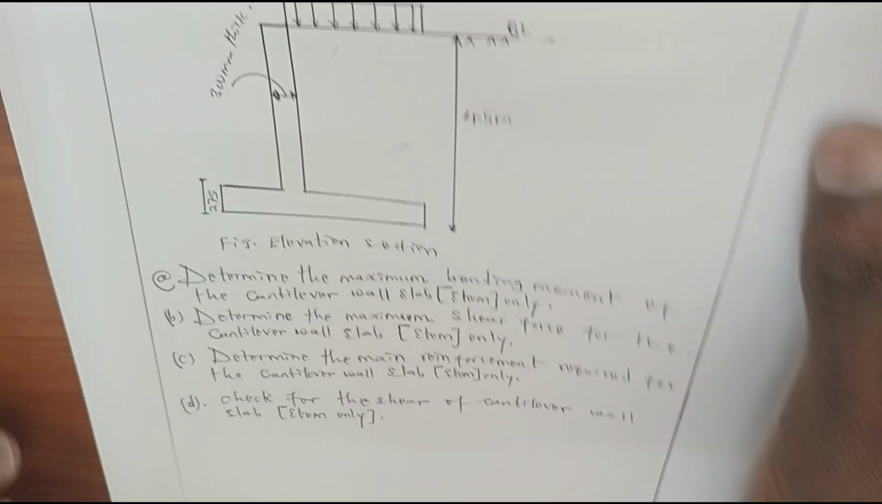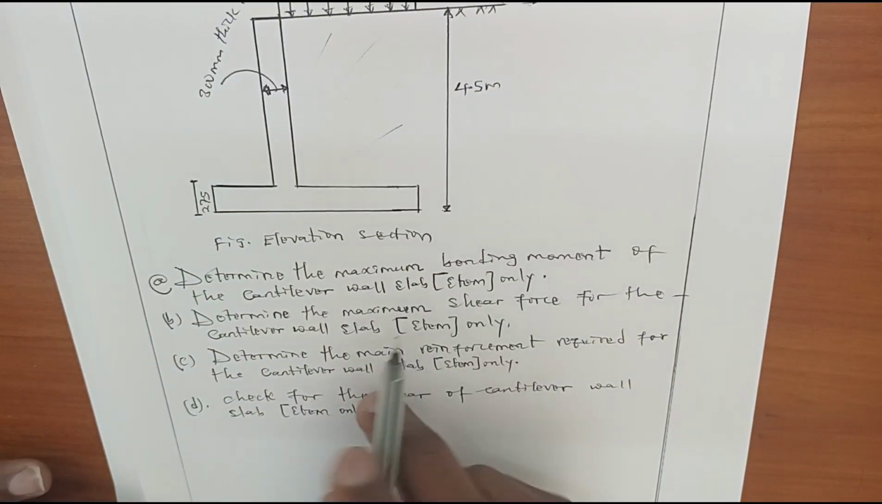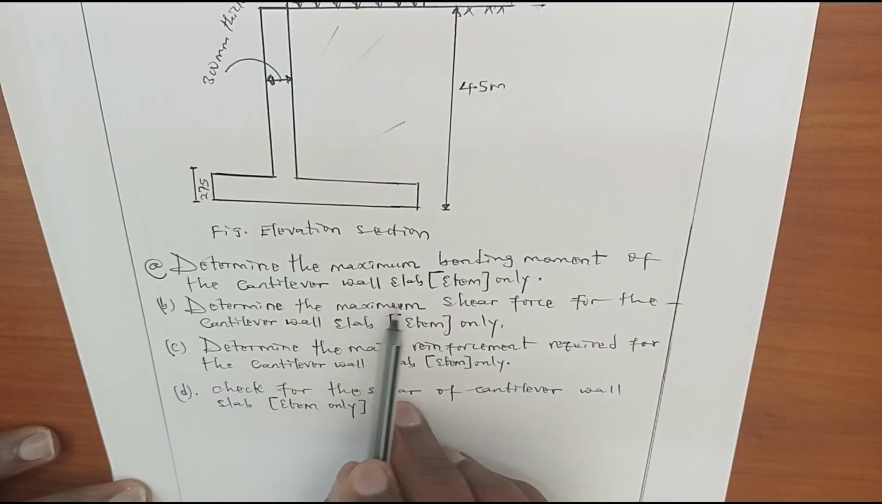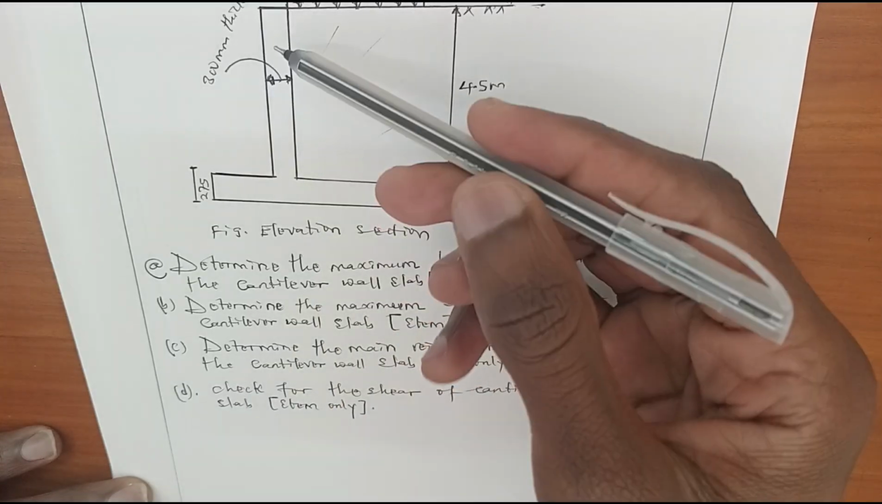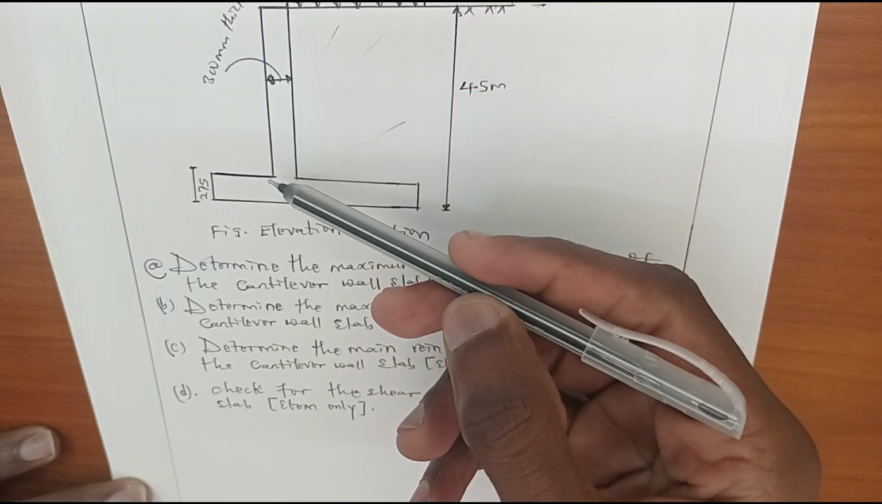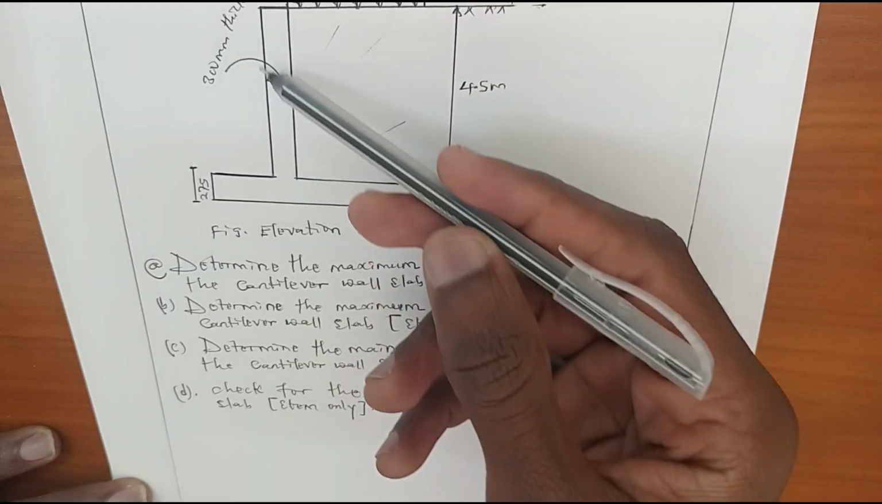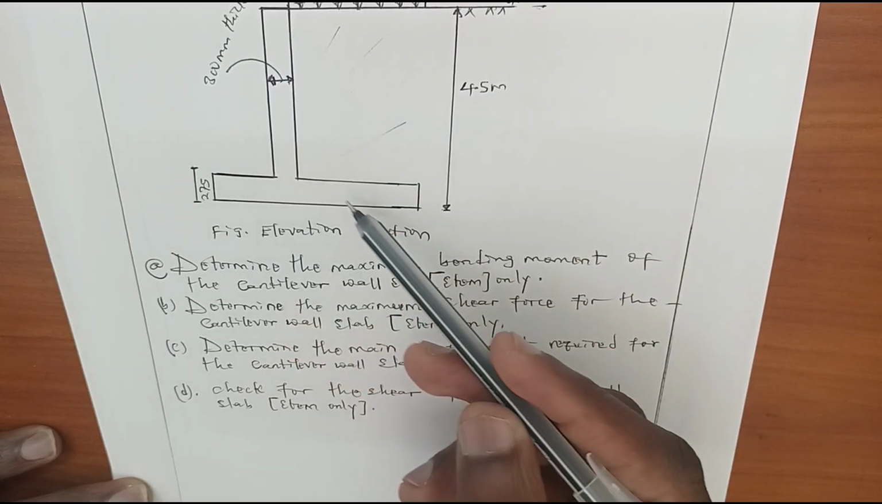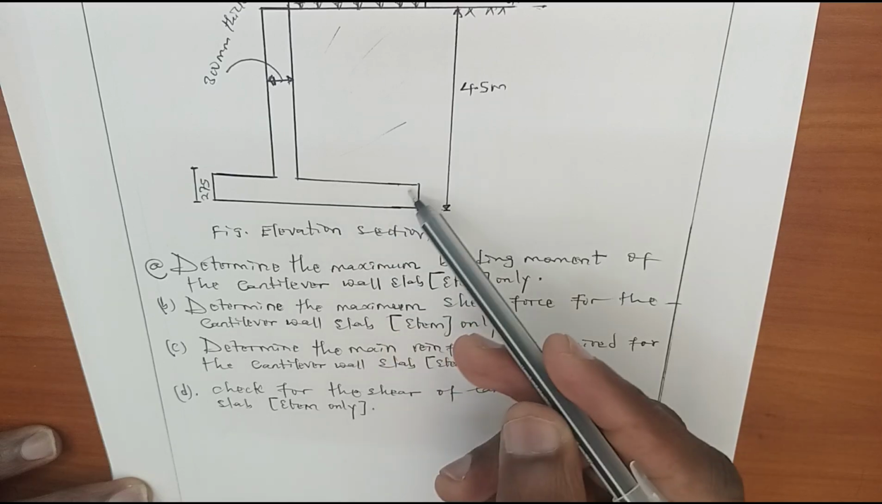Now, in our problem, we are required to determine the maximum bending moment for the cantilever wall slab only, meaning that for the stem. This is the stem, and this is soil, and this is the heel slab of the retaining wall.